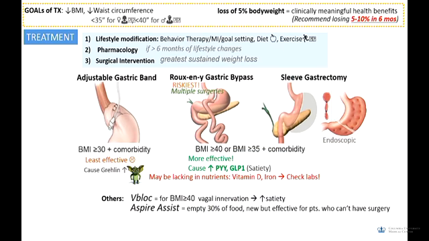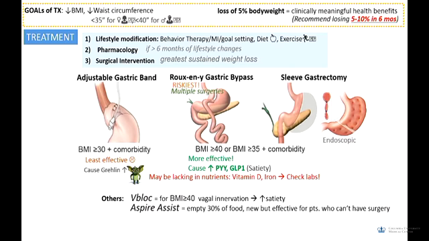So if pharmacology is not working, the final round of treatment would be a surgical intervention. And this has actually been shown in research to have the greatest sustained weight loss. So there's the adjustable gastric band, which is indicated for BMIs greater than 30 with a comorbidity. Unfortunately, it is the least effective of all the surgeries because it also causes ghrelin, that gremlin that we talked about that likes to make you eat, to increase in the serum. So that's the least effective.